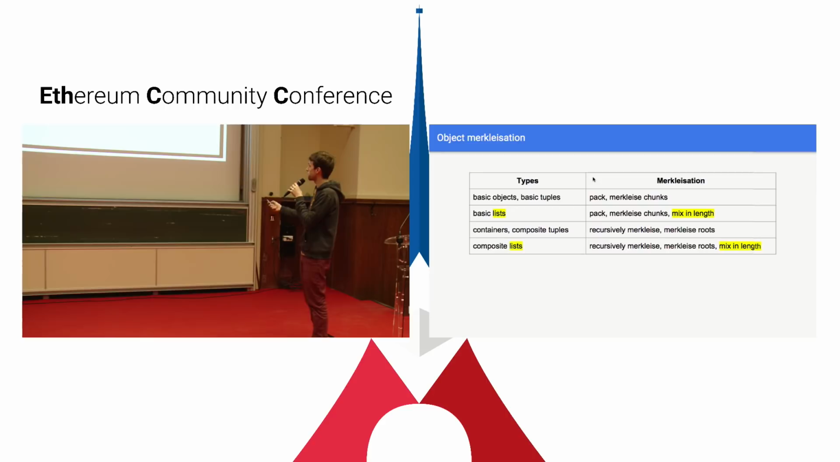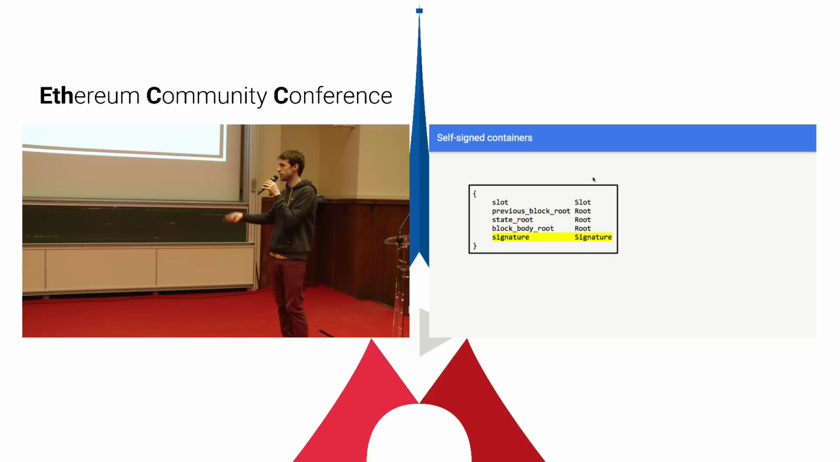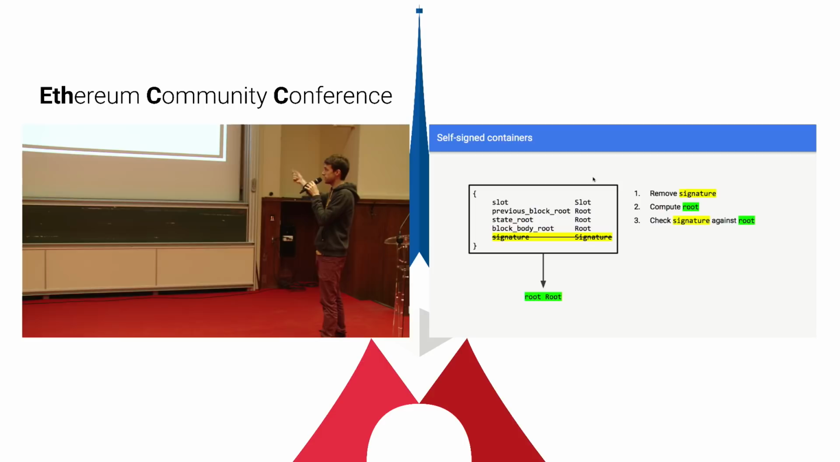And then the final thing I want to mention in this background on objects is how we do signatures. So if we have a container which needs to be signed, then we have the notion of a self-signed container. A self-signed container has its own signature in the object. Now, a signature cannot sign over itself. That would be a recursive thing. So what we do is, as step number one, if you want to verify the signature, we remove the signature. Two, we compute the root without the signature. And three, we check that the signature matches against the root.